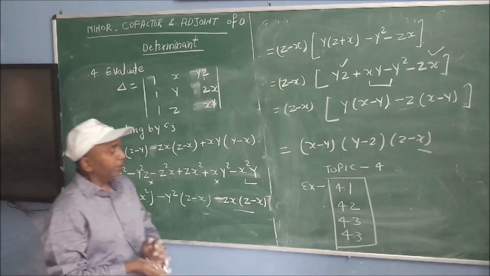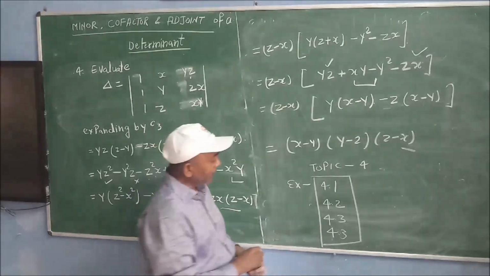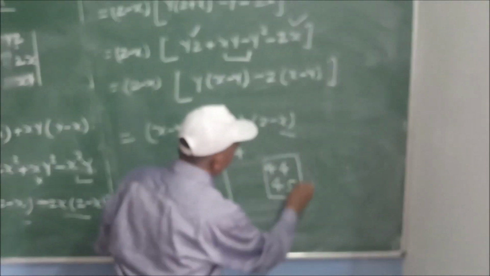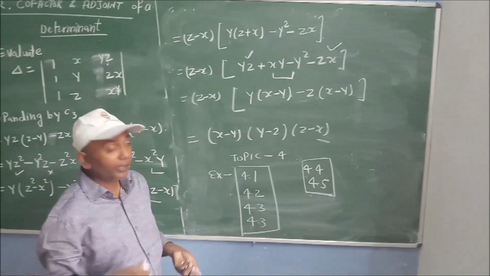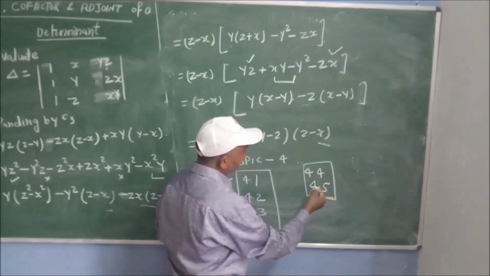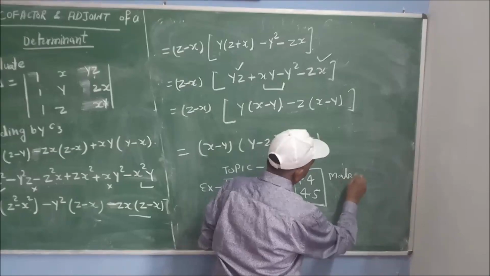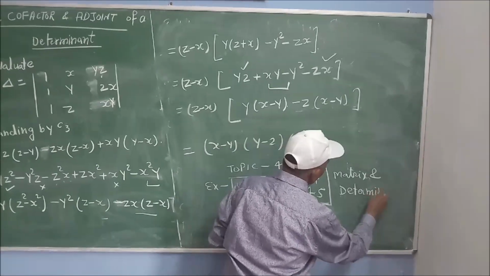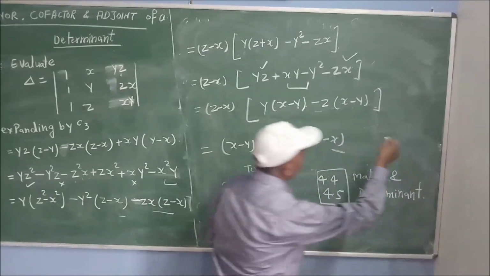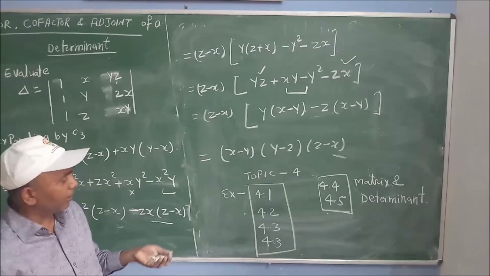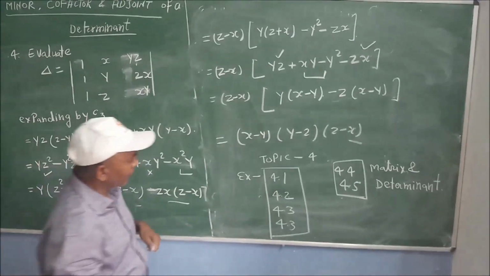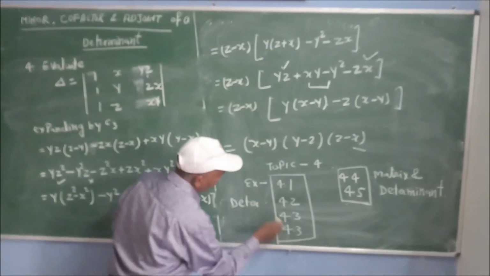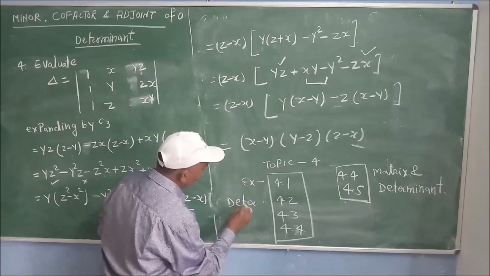So we should not use any property of matrix here. Come to exercise 4.4 and 4.5. These topics are related to determinant and matrix both, so we can use the properties or formulas of matrix or determinant there. But once again, remember that 4.1 to 4.3 is only for determinant.